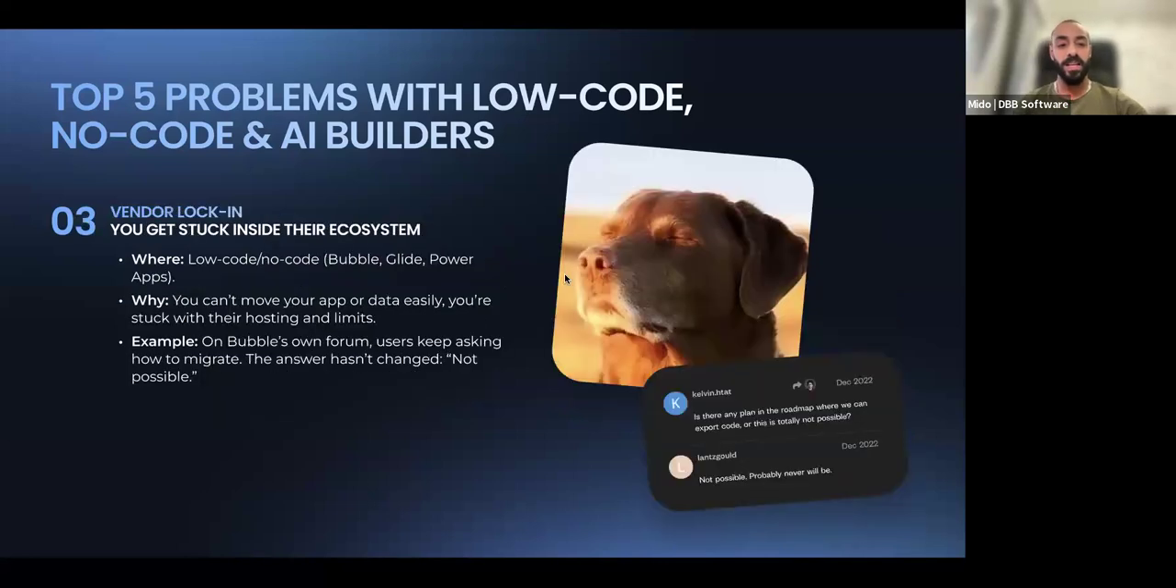Next one, yeah, vendor lock-in. As we discussed earlier, or as I said earlier, you're stuck with whatever you have from the beginning. So there is not much room to change or to scale or to switch from something to another or to migrate. We also see here on the screen an example. Is there any plan in the roadmap where we can export code, or is this totally not possible?